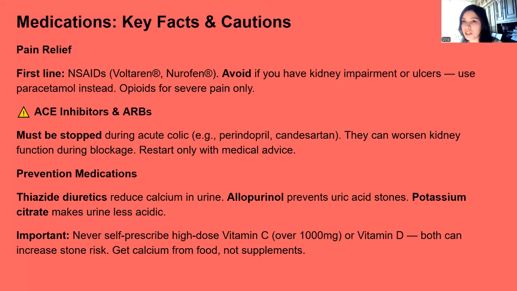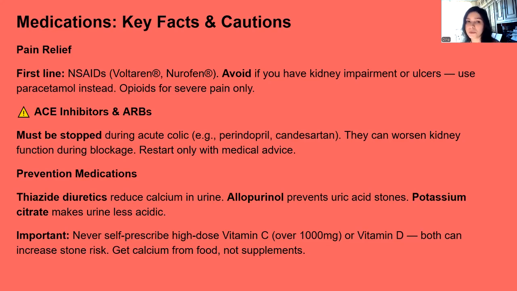A bit more about medications. For pain relief, we can use NSAIDs like Voltaren, Nurofen, but if a person already has kidney problems, like chronic kidney disease, we have to use paracetamol at first. Opioids can also be used for pain, usually for very severe pain. If you are hypertensive and you are taking medications like ACE inhibitors, ARBs, like perindopril, candesartan, you have to stop them during acute colic because they can worsen kidney function during this blockage.